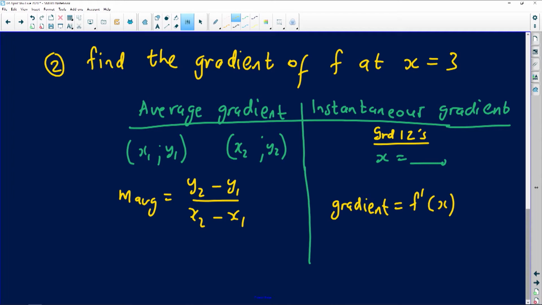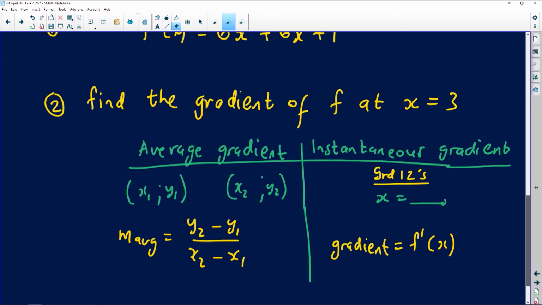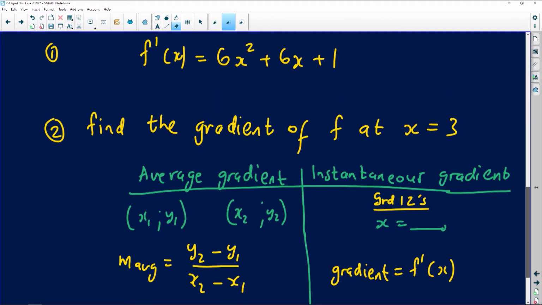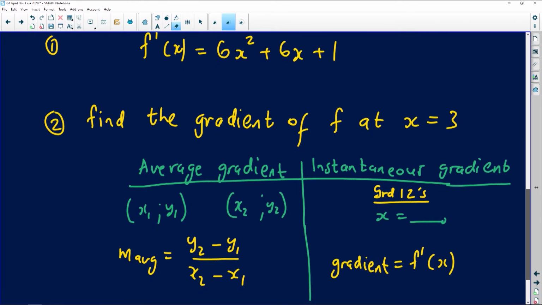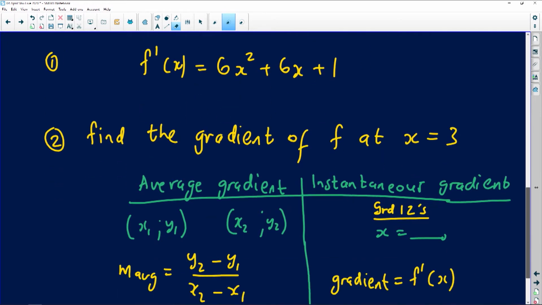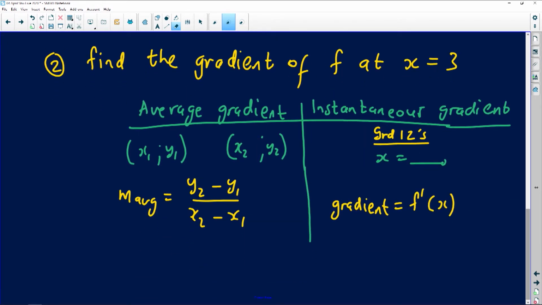Now, this question is a nice question because we have already found what the derivative is. If you remember from the first part of this question, we were told that f of x was something which we then manipulated to find f prime as 6x squared plus 6x plus 1. So I'm going to take that. I'm going to say, okay, we are looking for the gradient at one point. We're actually looking for instantaneous gradient. So examiner, the gradient that you're looking for is equal to f prime of x at the point where x is actually equal to 3.